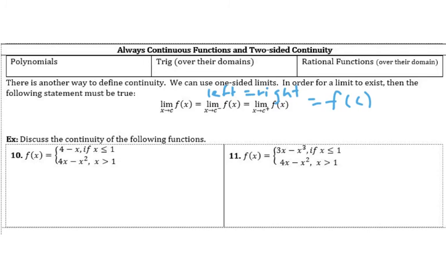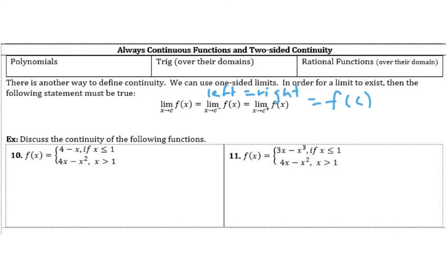So let's just say that again. If the limit of the function from the left is equal to the limit of the function at that value from the right is equal to the value of that function, then we can say that the function is continuous. So now we can define continuity by looking at left and right limits.